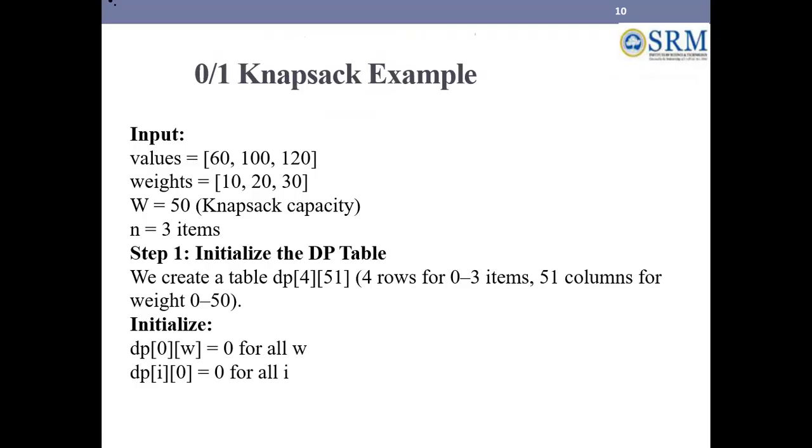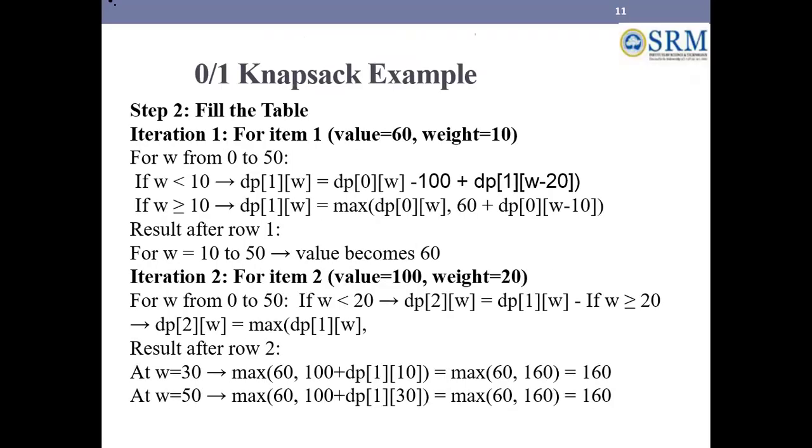So 4 by 51, because we are taking 51 columns, because the knapsack capacity is 50. So we are assigning columns from 0 to 50, that is 51 columns. And 3 items, we are creating 4 rows. So 4 rows with 51 columns. 4 rows is the number of items plus one, and 51 is the maximum knapsack capacity. And initialize the 0th row and 0th column as 0 for all W and for all I. This is the initialization process. And now we are going to fill the values using the formula we already discussed.